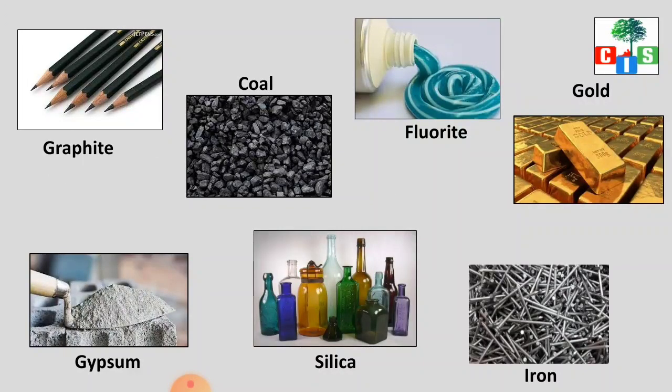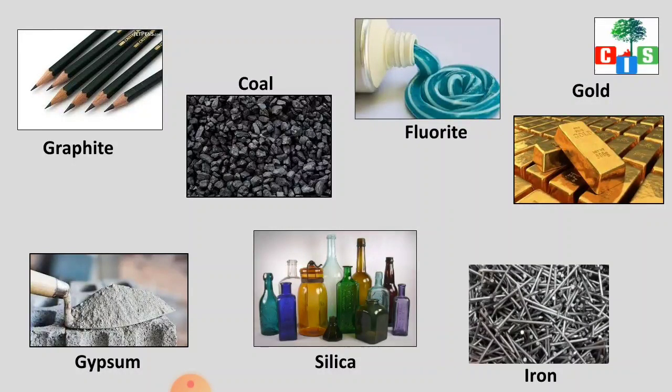So here is the first example of a mineral called graphite, and if you see there is a picture of pencils. Why? Because this mineral is used to make pencils. The second mineral is coal, and yes, it is used as a fuel. In the third picture we can see toothpaste. Why? Because the mineral fluoride is used to make toothpaste. The fourth picture is of gold, and gold is a precious mineral. It is used in medicine, in jewelry, and even in dentistry.